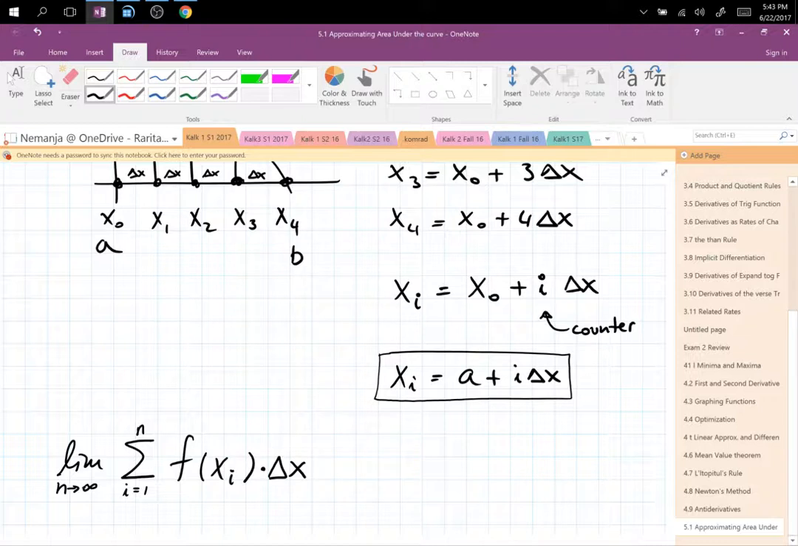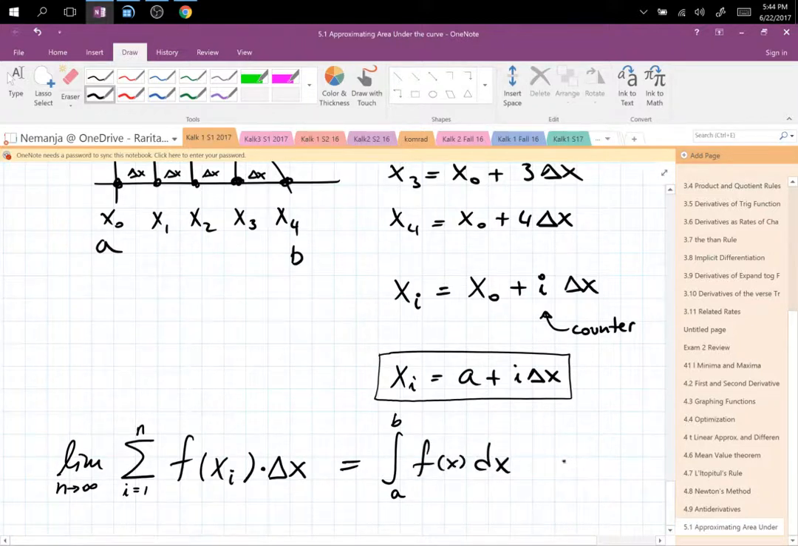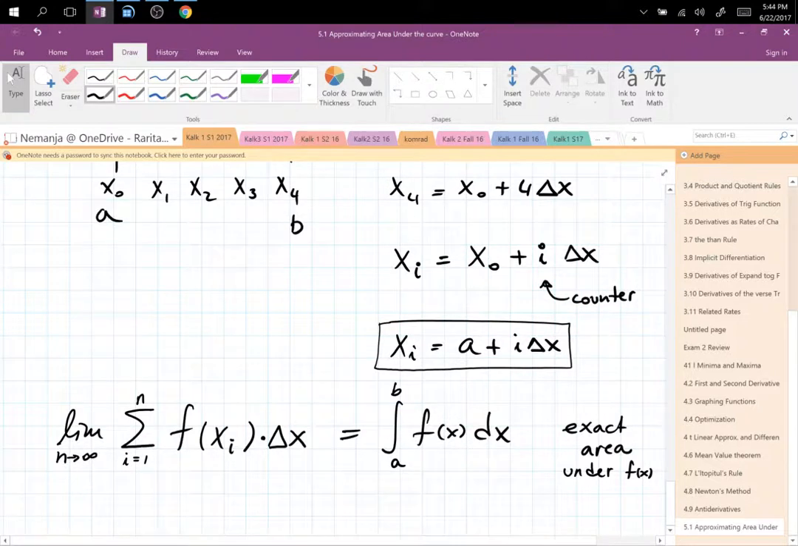So this is where it starts. This is what is known as the "limit definition of integrals." This is equal to the integral from a to b of f of x dx, and this is what finds the exact area under the curve. It is an extremely useful concept. It does a lot of great stuff.